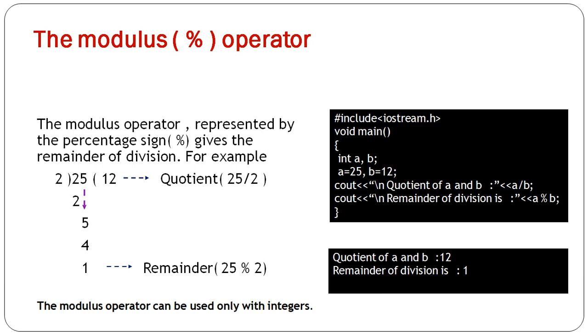Regarding the modulus operator, the percentage sign is used, which gives the remainder of a division. When we divide 25 by 2, our quotient is 12 and remainder is 1. Whenever we use the modulus operator, it will give us the remainder as an integer. If we divide a smaller value by a larger value, our remainder is the smaller value itself.